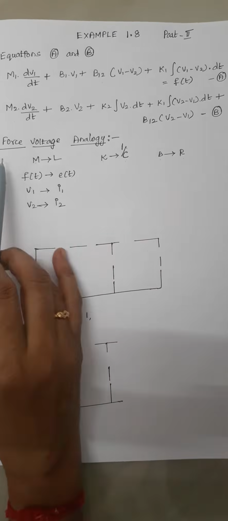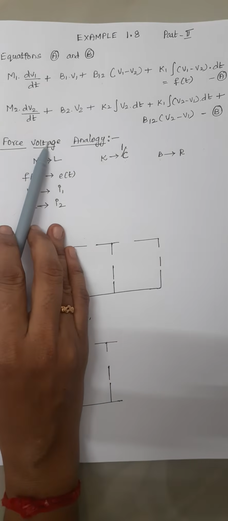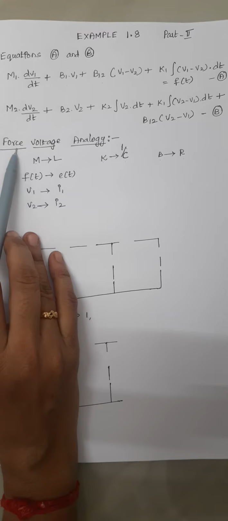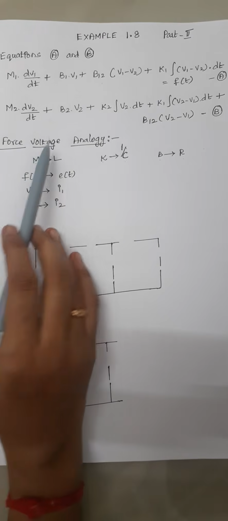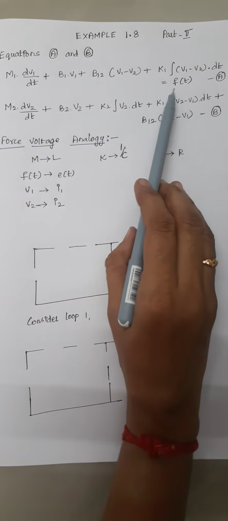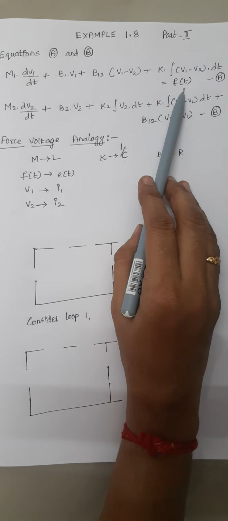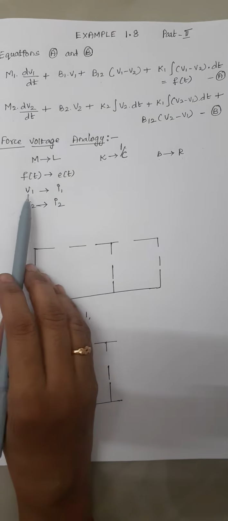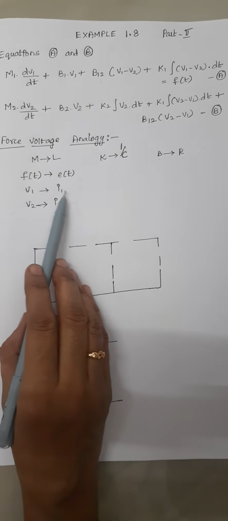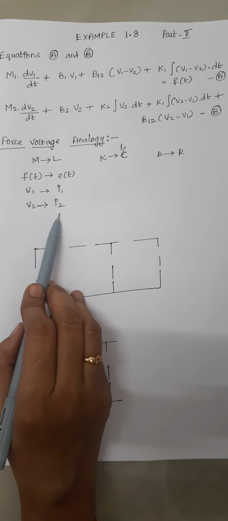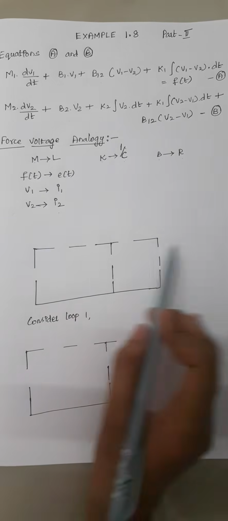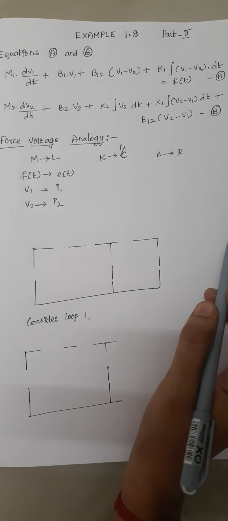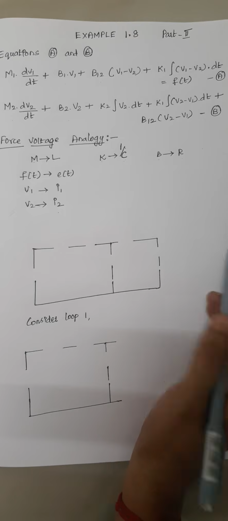Right. Since this is a force voltage analogy, the input force will get converted into a voltage. So from the first equation we have f of t, the force. This force will be converted into a voltage here, that is E of t. V1 gets converted into I1 and V2 is represented as I2. Now I am going to write the remaining terms which are present in the equation.